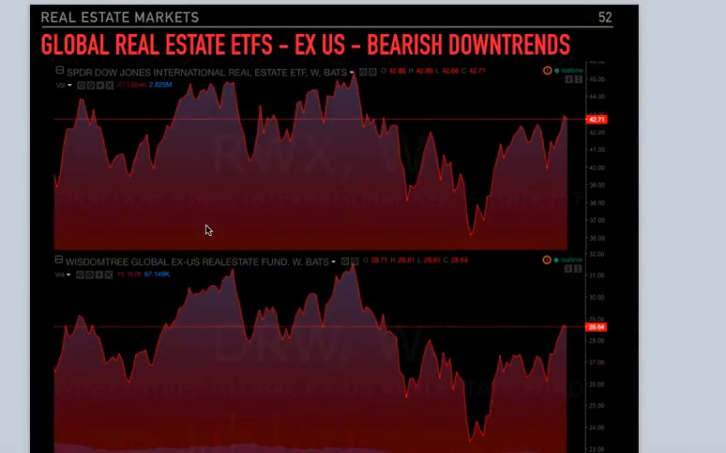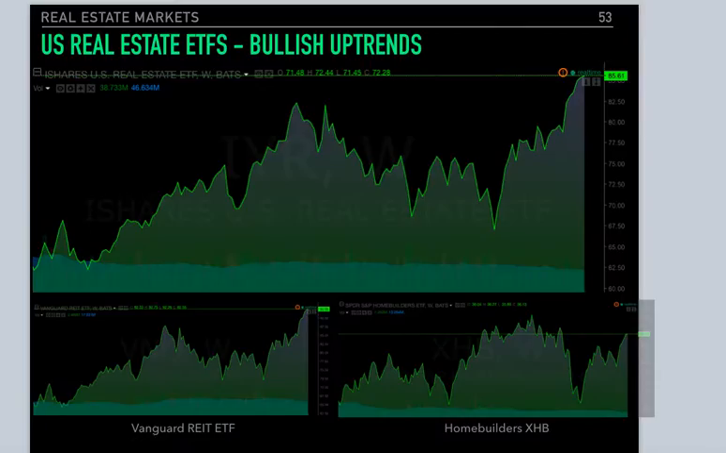All right, and then this is the Dow Jones International Real Estate ETF. All right, bearish there as well. You have WisdomTree ex-US real estate, bearish trend there also. Now when I flip over to US real estate, there's several ETFs you can look at, but if we just use iShares, the IYR, you can see we're still in a bullish long-term trend.